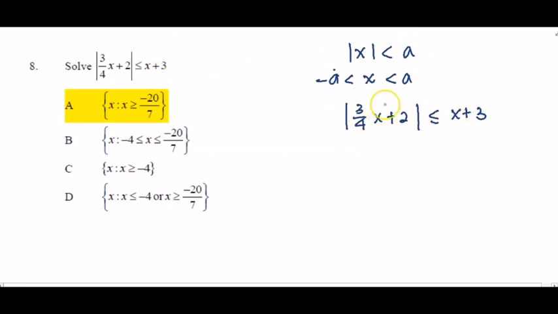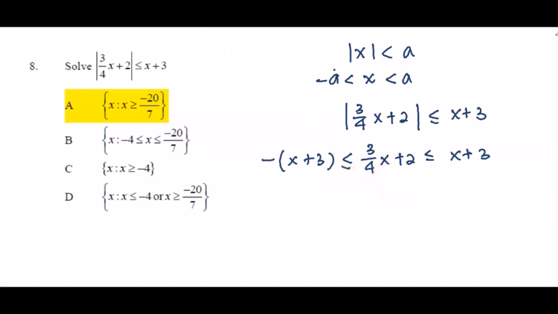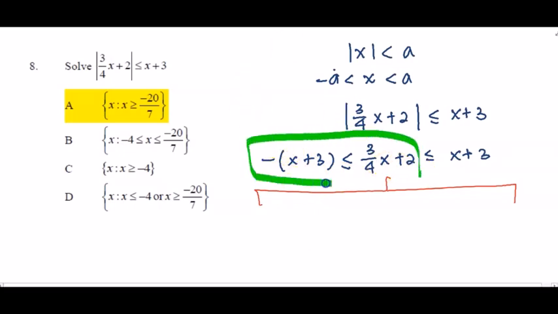Now I'm going to open up this modulus sign. I got my 3/4 x + 2 less than or equals to a, where a is your x + 3, and greater than negative a, right? So negative a will be negative of (x + 3). So I'm going to divide this into two inequalities. The first inequality will be the first pair.